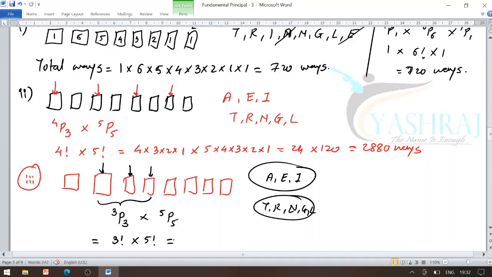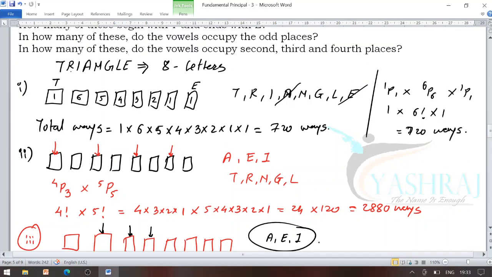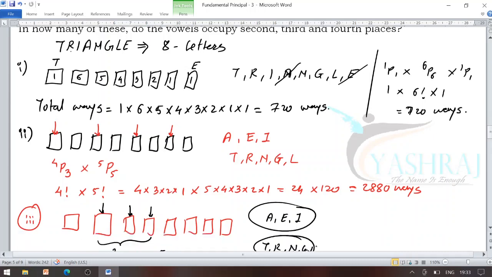3 factorial becomes 3 into 2 into 1 as 6, while 5 factorial becomes 5 4s are 20, 20 3s are 60, 60 2s are 120, and 120 into 6 gives us 720 ways. That means there are 720 different 6-letter words that can be formed by using the letters in the word triangle, such that vowels occupy second, third and fourth places.